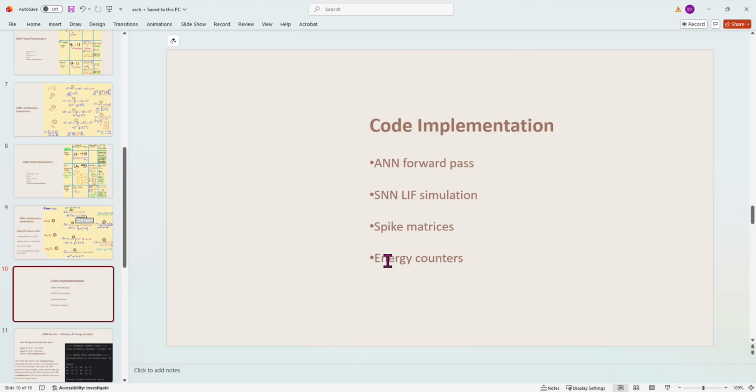For ANN, counting energy is easy. It is just the number of multiplications in the forward pass. For SNN, each spike triggers a synaptic operation, so energy is directly proportional to the number of spikes multiplied by the number of connected synapses. This allowed us to indirectly compare energy usage between ANN and SNN for the same architecture using real numbers for the simulation.